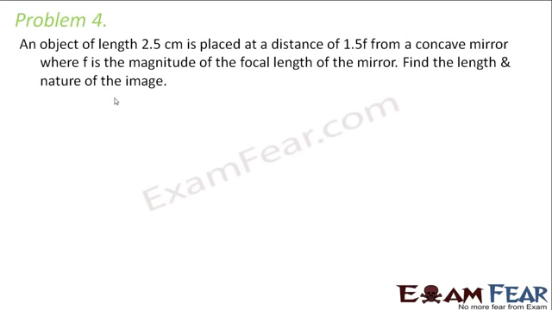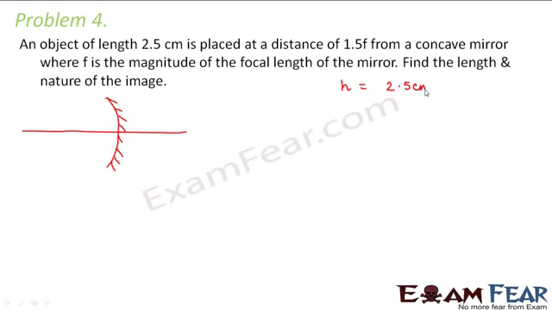So in this case, let us assume that you have a concave mirror. The height of the object is given as 2.5 centimeters. The object distance u is given as 1.5 f. Since the object is placed on the left hand side, it would be negative. Focal length of the mirror is f. Find the length and nature of the image. So we have to calculate h dash and also the nature of the image.